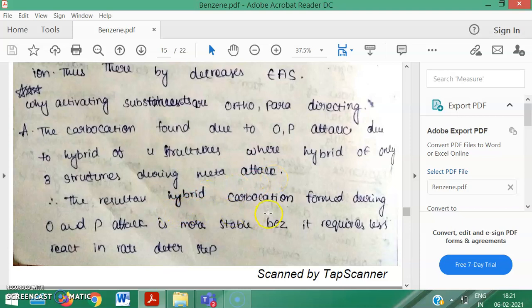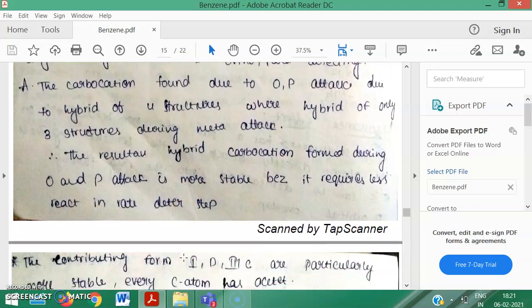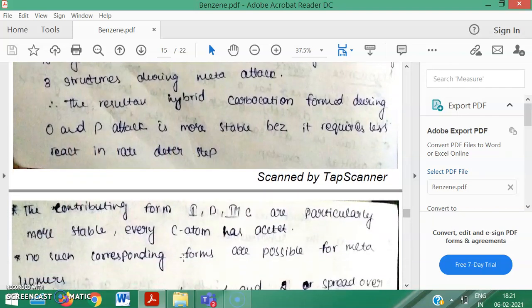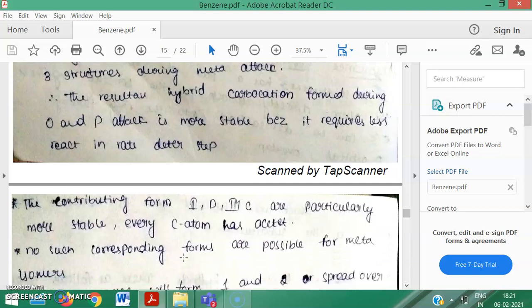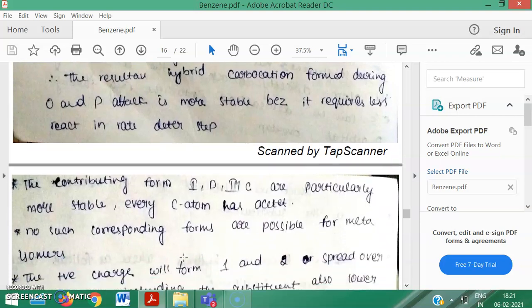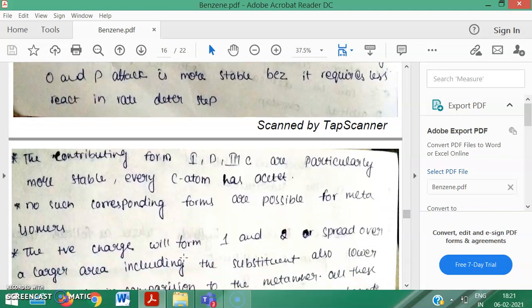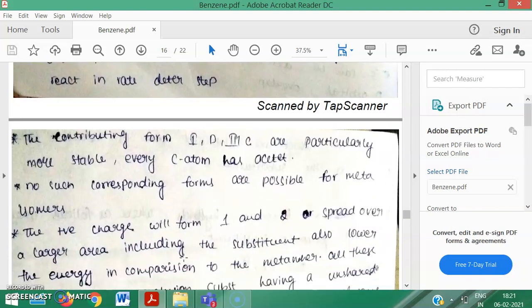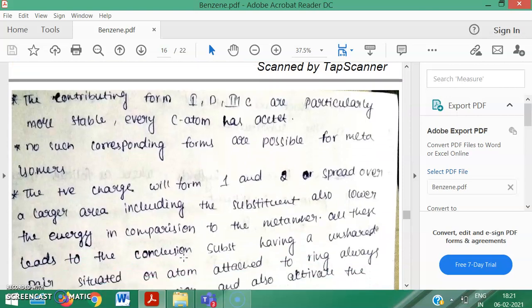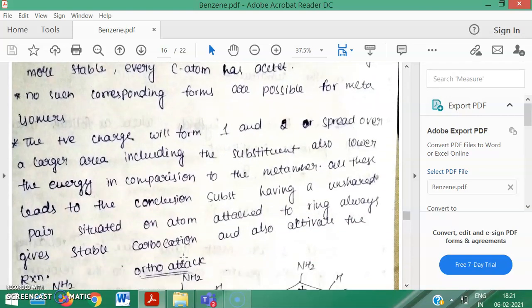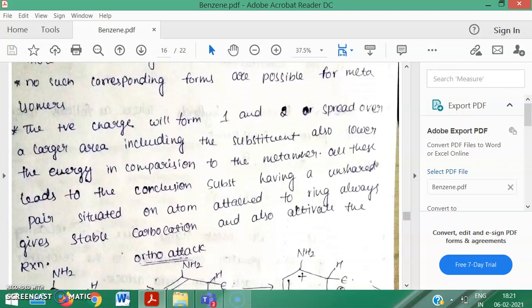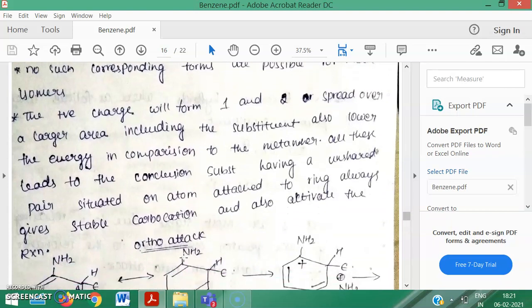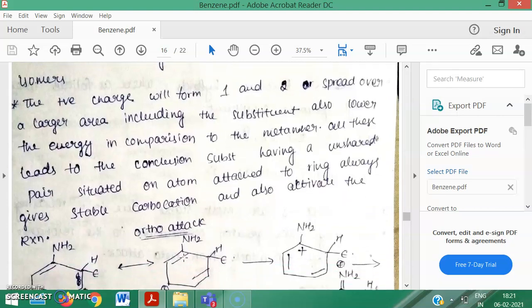As a result, the hybrid carbocation formed during ortho-para attack is more stable because it requires less energy in the rate-determining step. The contributing structure 1, 2, 3 are particularly more stable, as every carbon atom has an octet. No such corresponding forms are possible for meta isomers. The positive charge will form and spread over a larger area including the substrate, and also lowers the energy in comparison to the meta isomer.